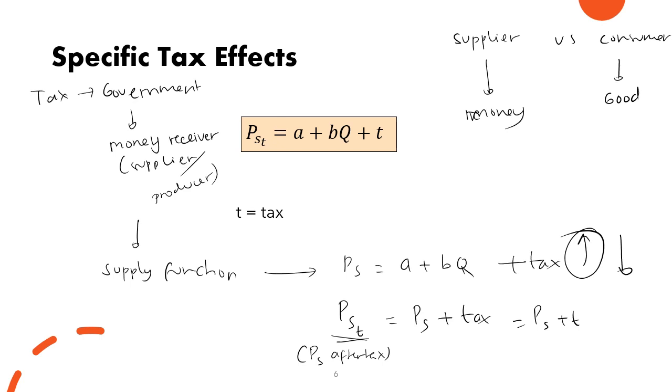Okay, so what's happened here? I will change the PS to the PST, and then we will find the equilibrium. Next is the market equilibrium, QE with tax and PE with tax. So this is what we are going to do next. Okay, let's go to the exercise.